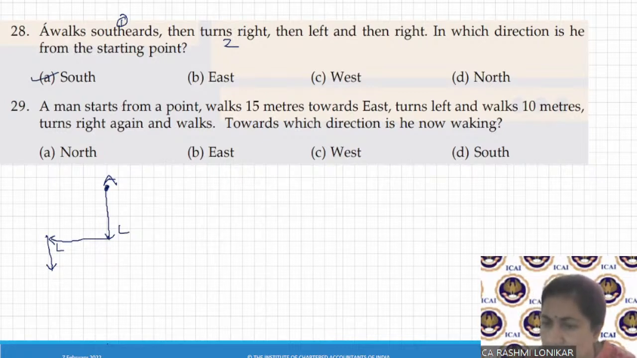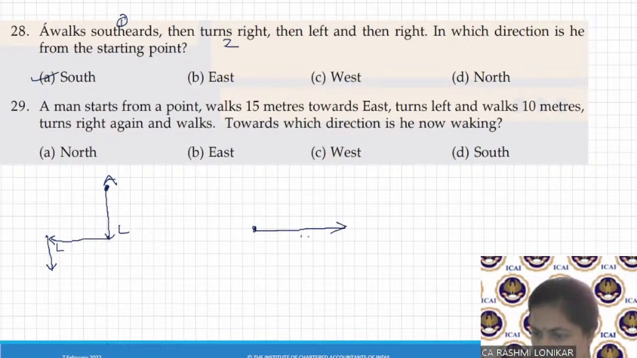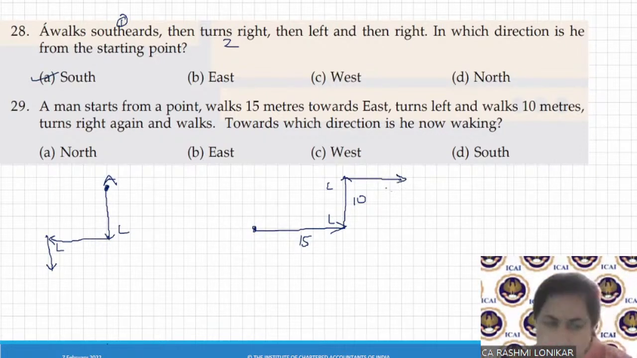Now 29th. A man starts from a point and walks 15 kilometers towards the east. So he is standing over here and walking 15 kilometers towards the east. Then he turns left and walks 10 kilometers. So again here he is at left. He turns right and walks. Towards which direction is he walking? He is walking towards the east direction, right?